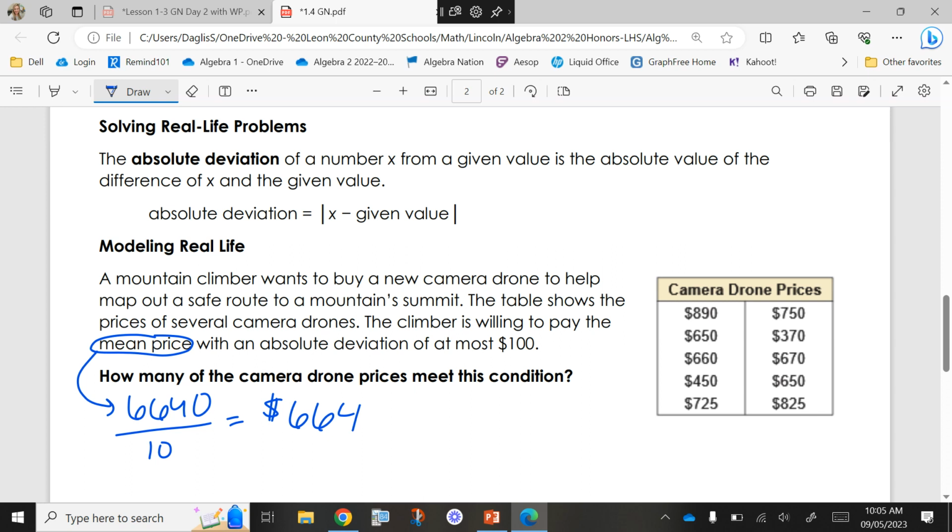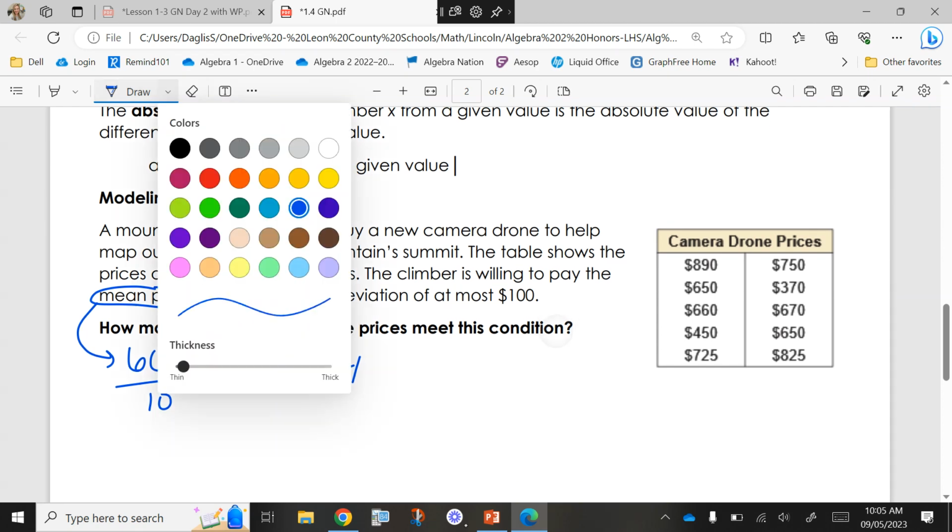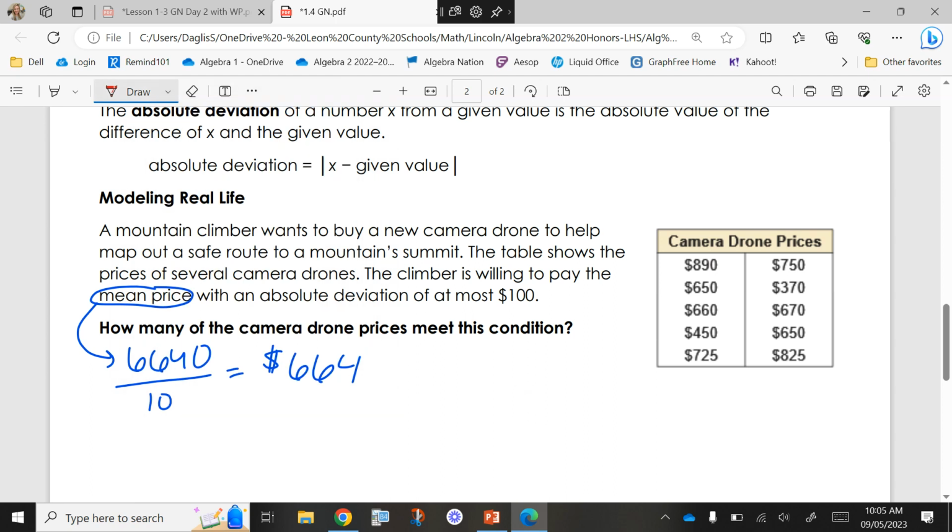So now that I have the average price of these drones, his absolute deviation, so the value he's willing to pay, the difference between that value and the average has to be less than or equal to his deviation of $100. That's how you would set up this inequality. Logically speaking, what's my price range? 564 to 764, because you subtract 100, add 100, right? Logically speaking, absolutely, that's correct.